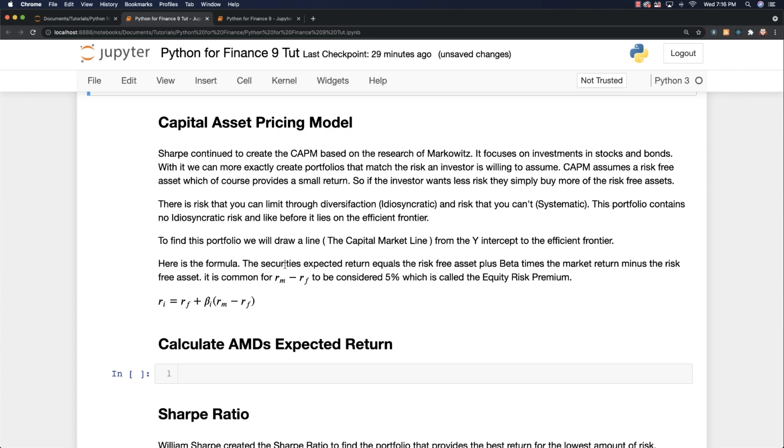Okay, so we talked about Sharpe previously. Well, Sharpe continued to create what is called the capital asset pricing model based off the research of Markowitz, which we covered in the last 2 videos. And it focuses on investments in stocks and bonds. And with it, what we're going to be able to do is more exactly create portfolios that match a risk that an investor is willing to assume.